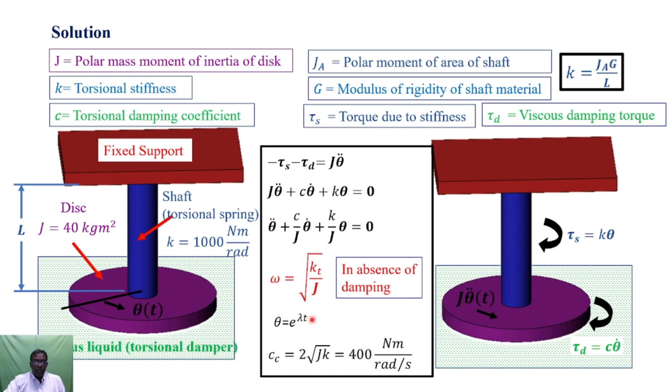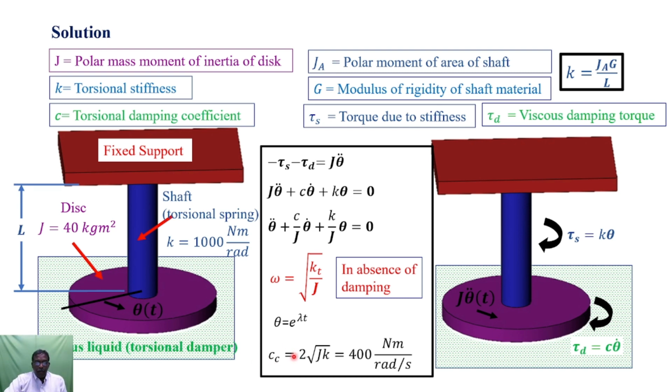The solution which is applicable for this free vibrational equation of motion is theta equal to e power lambda t. Here the system can have three different solutions. The value of the damping coefficient may be equal to the critical damping coefficient, less than the critical damping coefficient, or greater than the critical damping coefficient.